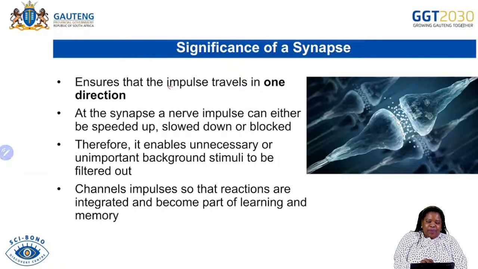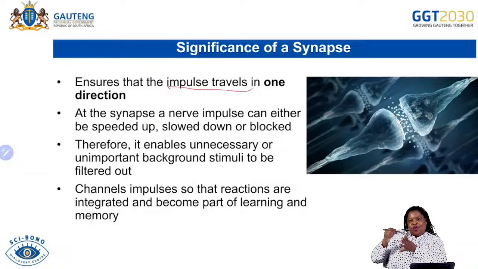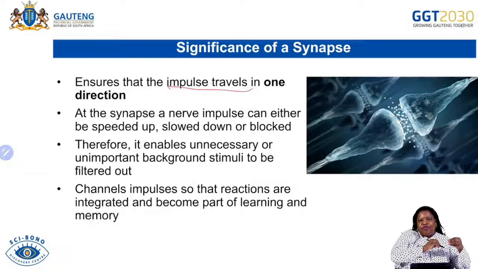Now, the important significance of synapse. It ensures impulse travels in one direction. From where? From the terminal ends of one axon, of one neuron, to the dendrites of the other neuron. So, synapse ensures impulse travel in one direction only. When we spoke about the reflex arc, we observed the direction whereby impulses are traveling. Sensory transmit impulses to the central nervous system, motor away from the central nervous system.